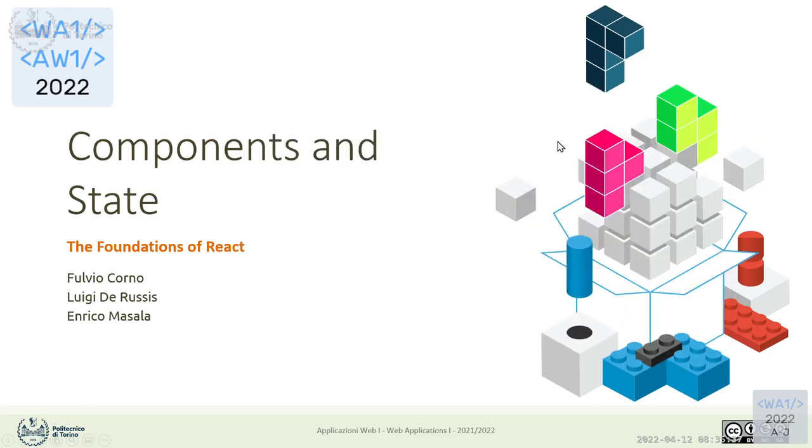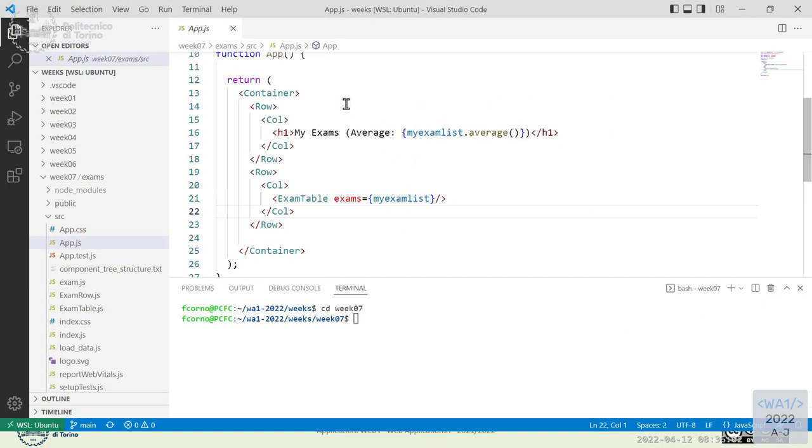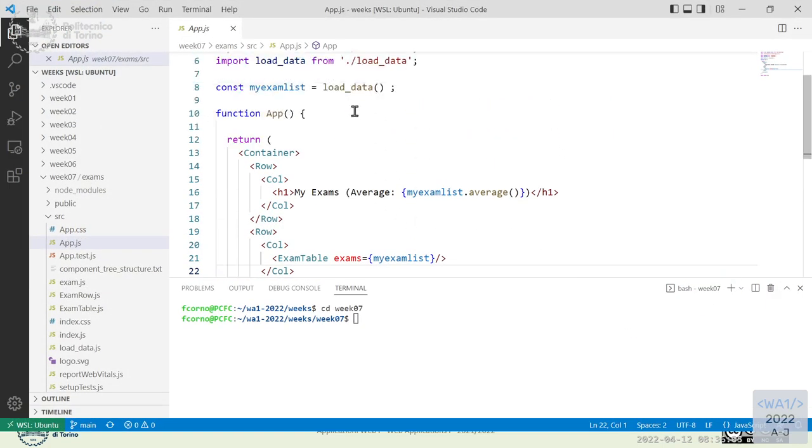Okay, so welcome again. And the topic of this week basically will be to add some dynamic behavior to our React application in the form of adding a state component, a state feature to our components. Okay, so if you remember what we did last week was basically to create a tree of components that we're rendering, a page content that was depending on some external data that we loaded here in a fake way yet.